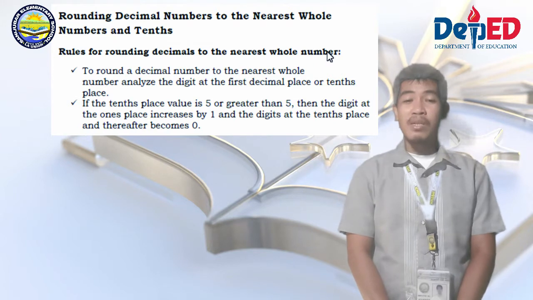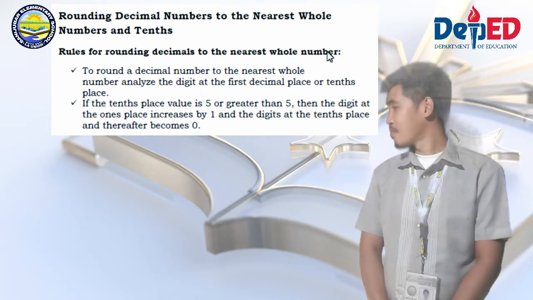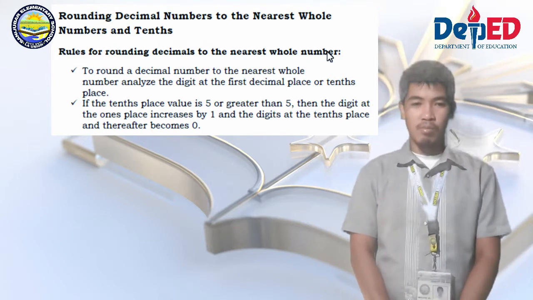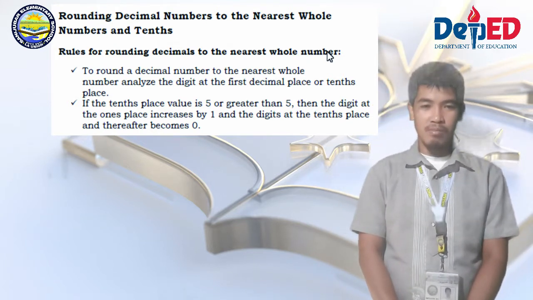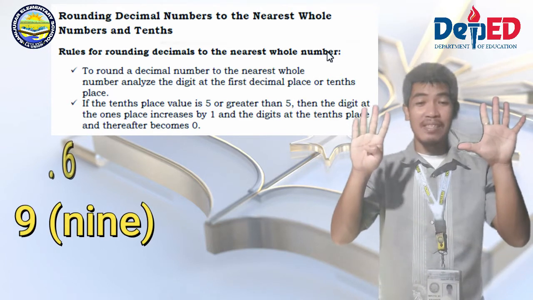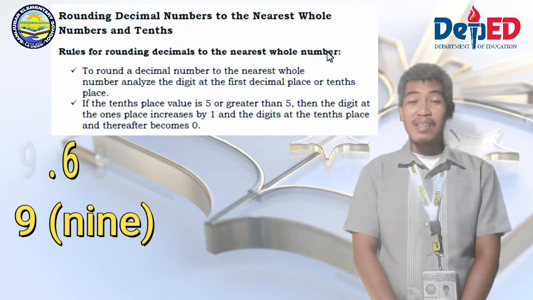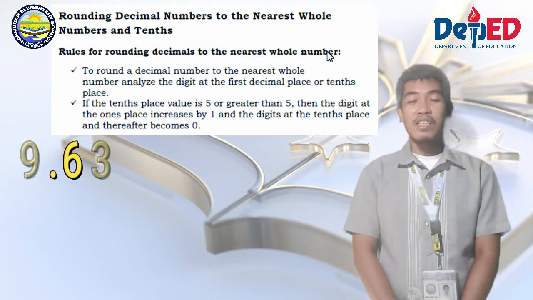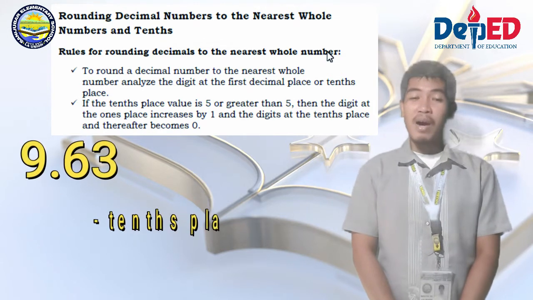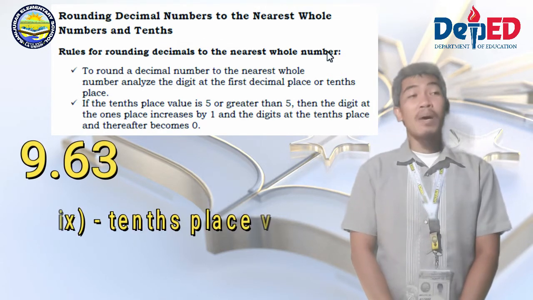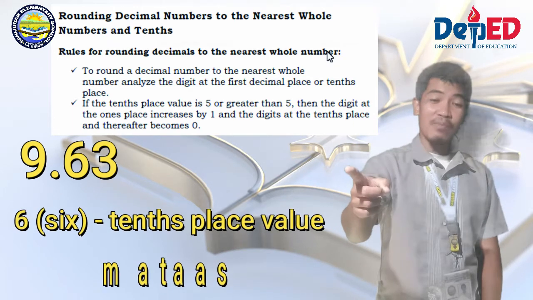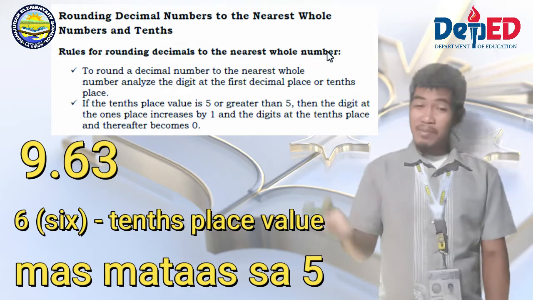Tignan natin itong number na ito. Anong whole number natin? Ang whole number natin ay 9. Ang decimal na nasa tenths place value ay 6. Ang 6 ba ay mas mataas o mas mababa ba sa 5? Tama si John Mark. Ito ay mas mataas.